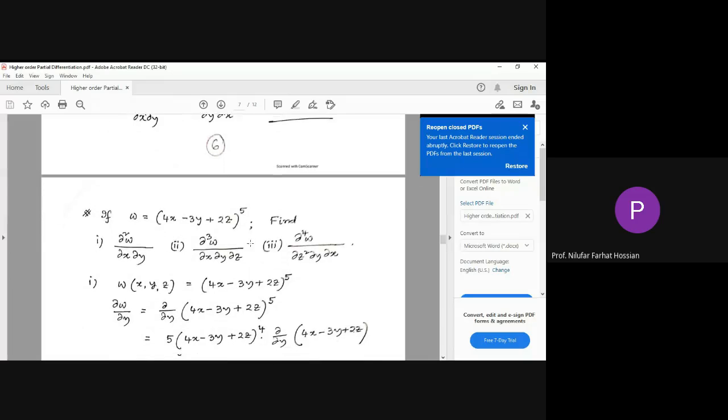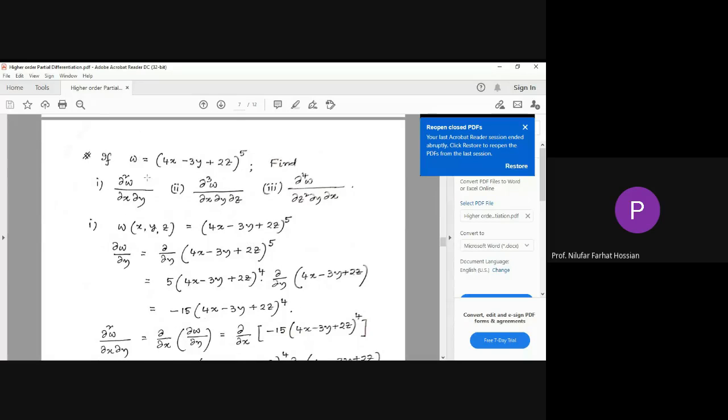Now, there is a function in which there are three variables. Just a minute.